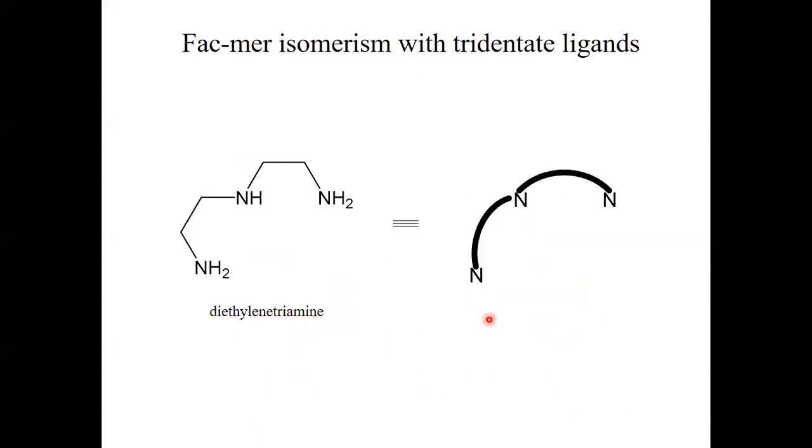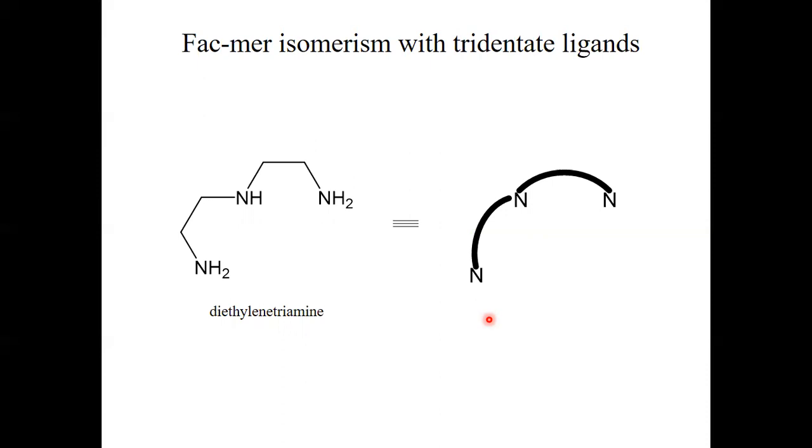All right, then we can have fac-mer isomerism that can occur with multidentate ligands, such as tridentate ligands, because these tridentate ligands can attach to the metal in different ways. It can be that all three points of attachment lie on the same face, or it can be that the three points of attachment build a plane that bisects the molecule.